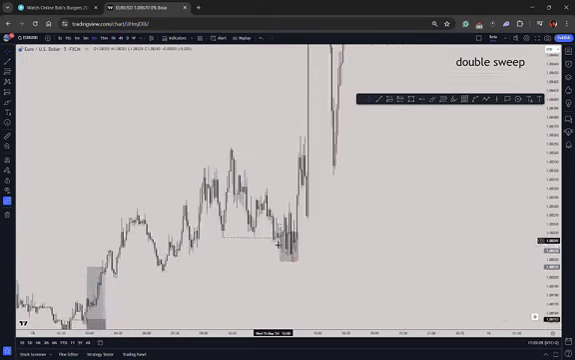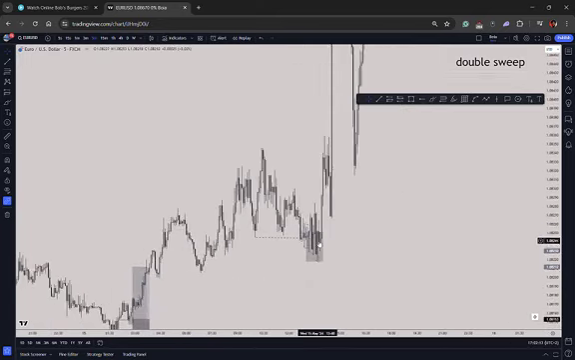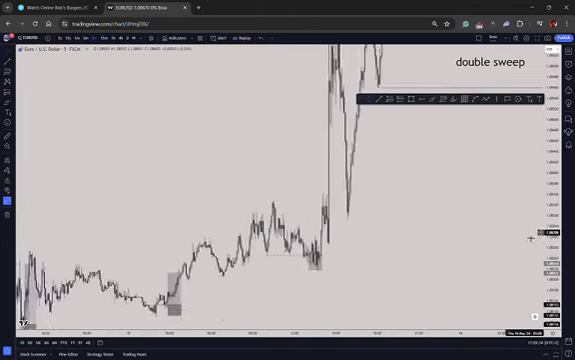This was more than the double sweep. It occurred 1, 2, 3, 4, 5 times, more like an infinite algo sweep before the news event occurred and price moved upward.